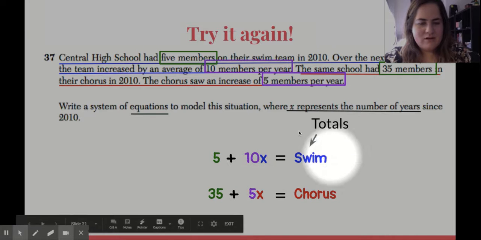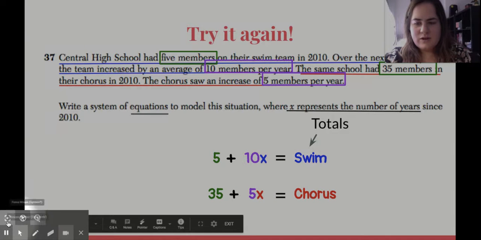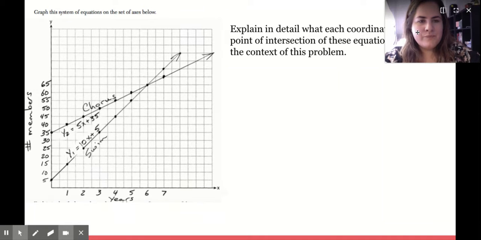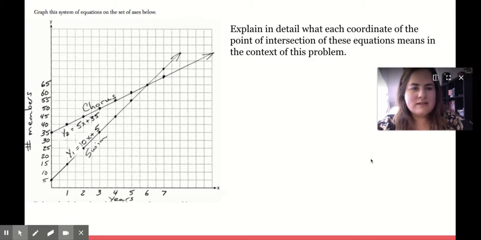So we already have these ready for the calculator, so we're going to go ahead and graph those. Looks like this. So explain in detail what each coordinate of the point of intersection of these equations means. And so it sounds really complicated. You see the word intersection. What are the coordinates of that intersection?